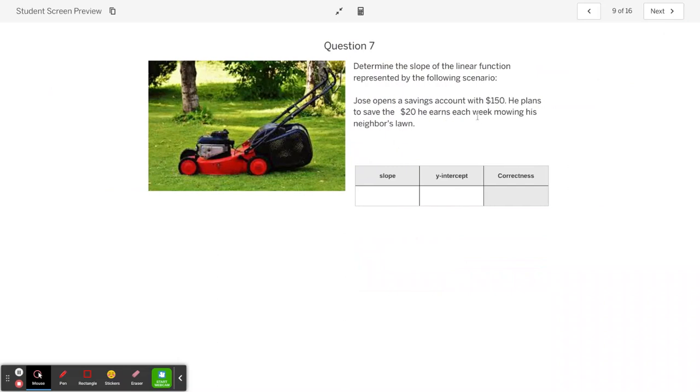This activity, or this question, savings account starting with $150. Remember, your y-intercept is your initial value. Well, it's initially starting with how much? He's going to save how much? Well, $20 each week mowing his neighbor's lawn. They're messing with you here. They took away the per and replaced it with what word? A lot of you figured out earlier this week that it's the word each. There's your per.